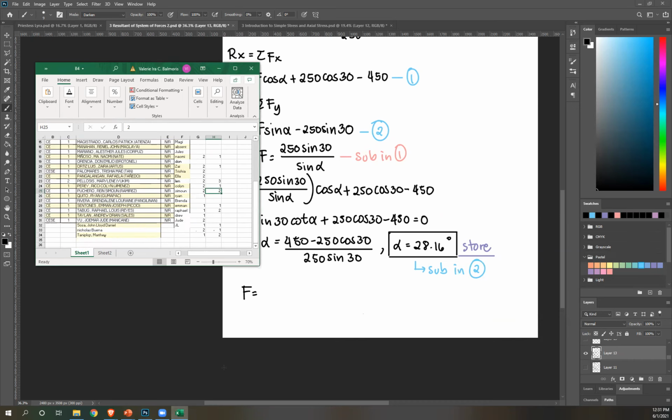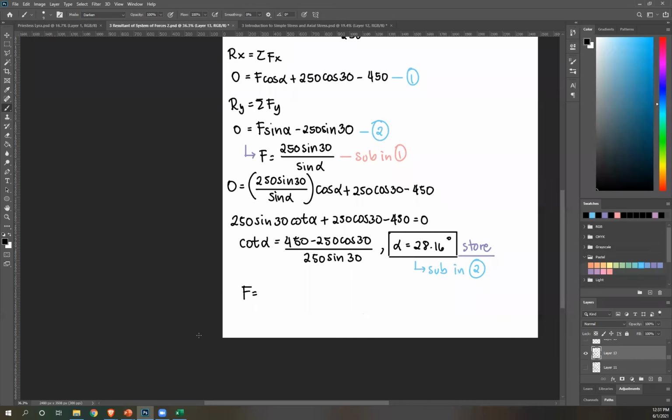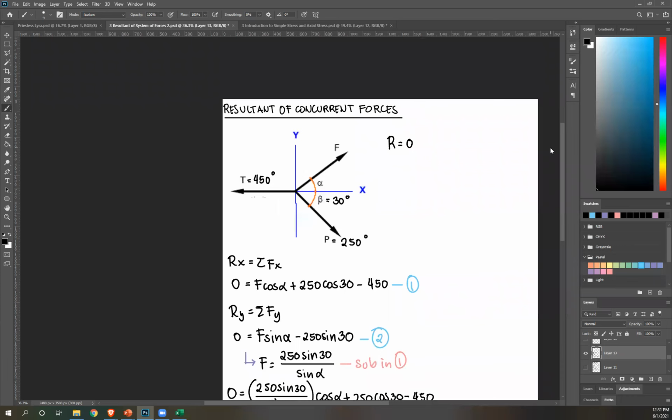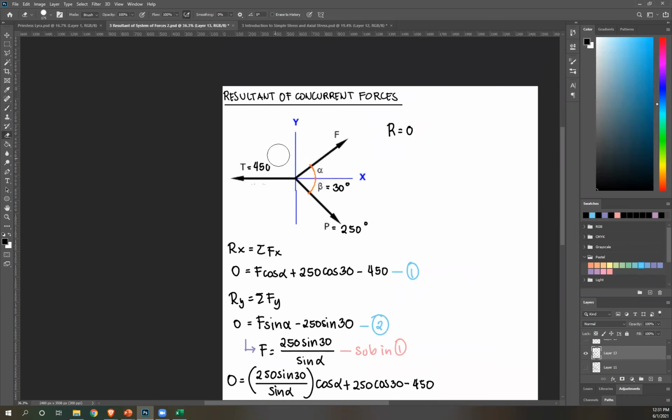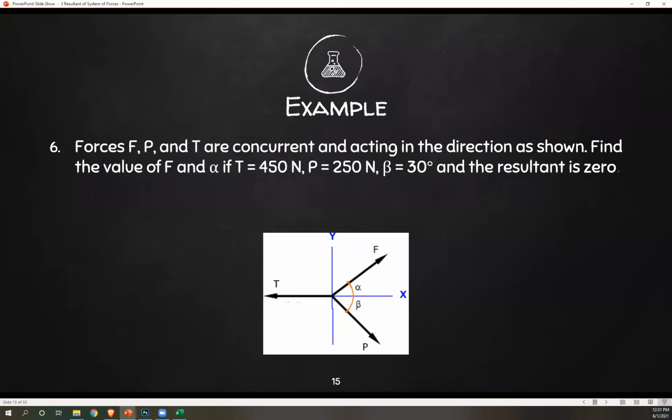Right. It's 264.85 to be exact if you use the stored value. 264.85. What's our unit? It's Newton, I believe. Newton.